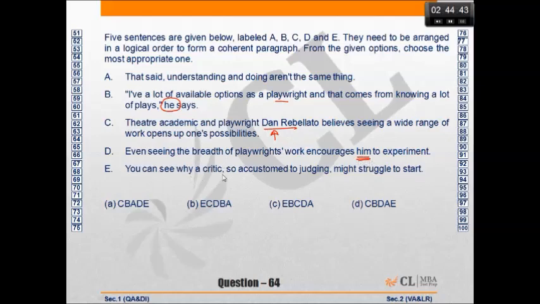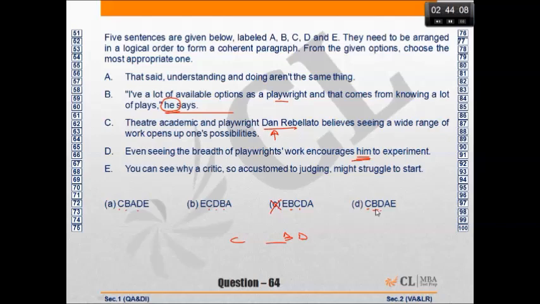You can see why a critic so accustomed to judging might struggle to start. Okay. So first of all, Dan is the person who is referred to in statement B and statement D. That means C has to come before B and D. In what sequence, I don't care, but C has to be definitely before B and D. C, B, D, this is fine. C, D, B is fine. B, C, D, choice C is incorrect. C, B, D is again possible. Let's look further.